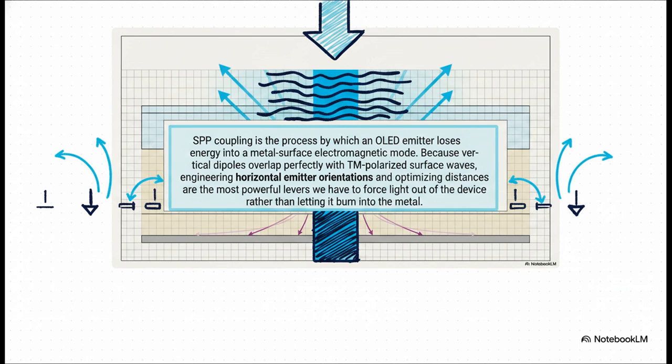Ultimately, understanding SPP coupling means recognizing it for exactly what it is: a sneaky process where an emitter loses its energy into a metal surface electromagnetic mode. Because vertical dipoles overlap so perfectly with those surface waves, engineering horizontal emitter orientations and optimizing layer distances are absolutely the most powerful levers we've got. They force the light out of the device, rather than letting it burn uselessly into the metal.